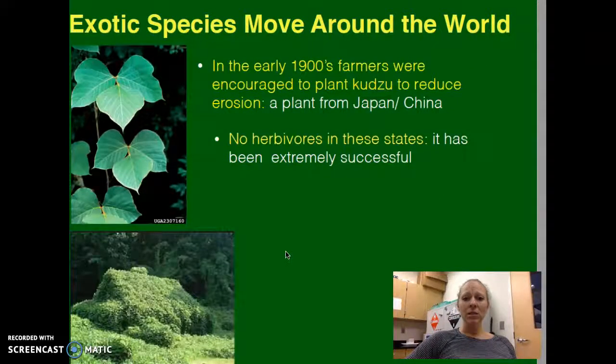So exotic species can move around the world, and in the 1900s, we actually encouraged farmers to plant kudzu. This is a kudzu plant. It's a vine. It's actually a pretty nice looking plant, but it has been very, very abundant, and there are no predators, no herbivores to eat it in the southwest of the United States. And so it has been very prolific, and it has choked out many species because it's just so successful.